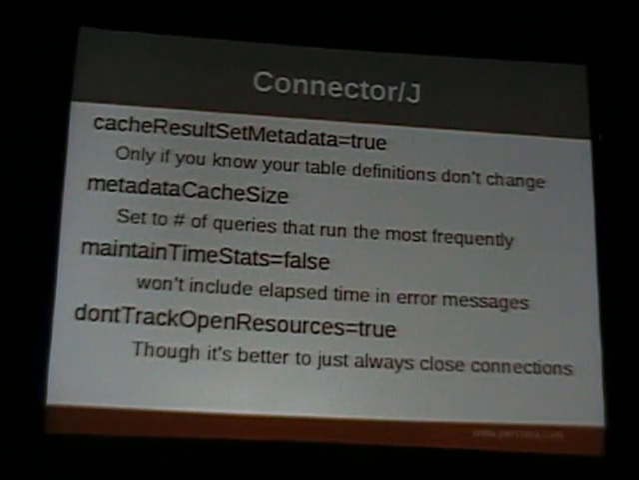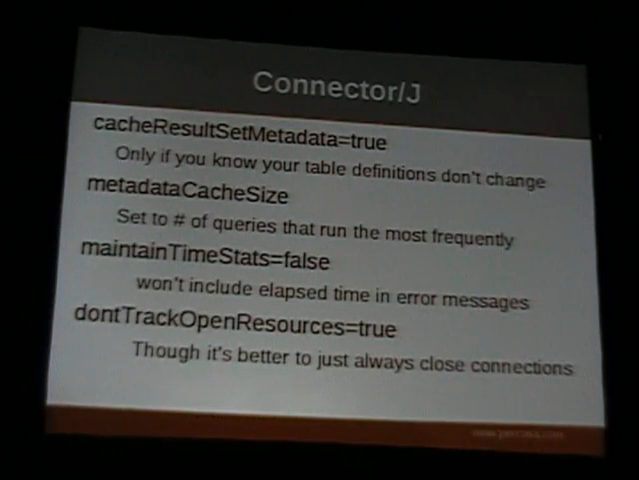Then, maintain time stats. When you set maintain time stats to true, which is the default, ConnectorJ will run two system calls to get micro time before and after the query to have timing information in the error messages. So you're trading off a little bit of ease of use, because sometimes it's nice to have the timing information in the error messages, for about a 3% gain, which is roughly what this could give you on a busy box. So maintain time stats false will get rid of those two system calls and will provide a decent gain.